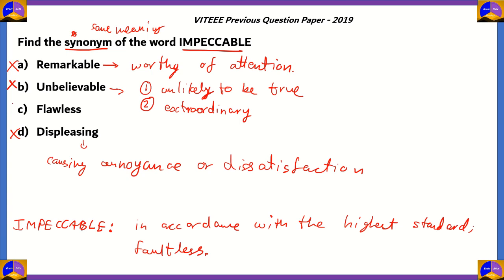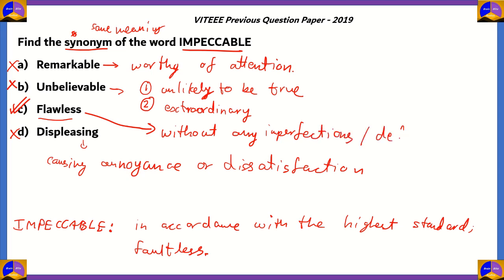Since the other three options are incorrect, we can safely say that option C, flawless, is the correct option. But what is the definition of the word flawless? Flawless means without any imperfections or defects. Faultless is the definition for impeccable.